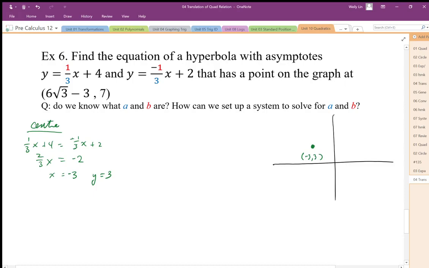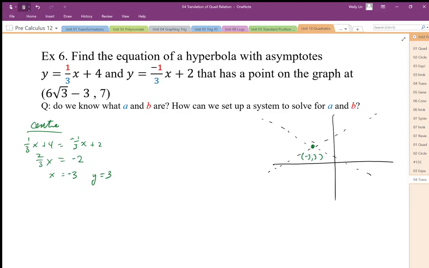Then I'm going to sketch in my asymptotes here. I have a positive 1/3 asymptote here, and a negative 1/3 asymptote here. The y-intercepts are going to be 4 and 2. That looks about right. In this case I have an A and B ratio, but I don't actually know what A and B are, so we actually have to solve for A and B.